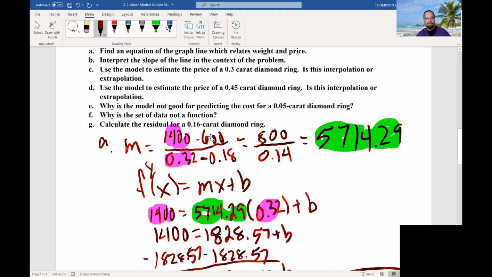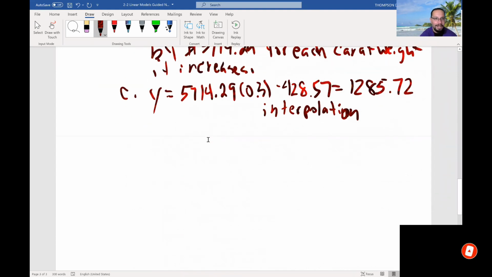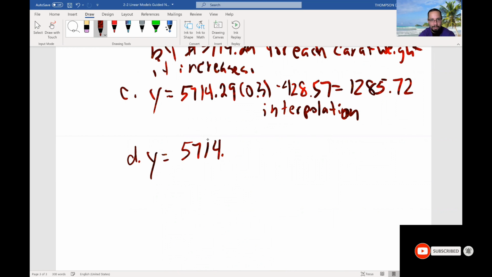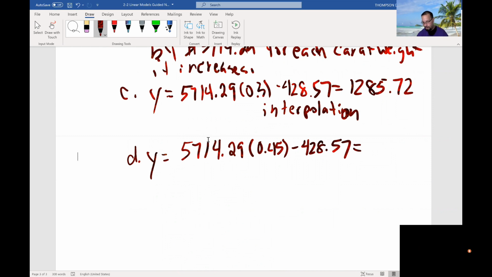Part D, use the model to estimate the price of a 0.45 carat diamond ring and determine whether this is interpolation or extrapolation. Just like in part C, all we have to do is plug in 0.45. Let's say y equals 5714.29 times 0.45 minus 428.57. Use a calculator from here. When I type that in, I get 2142.86.